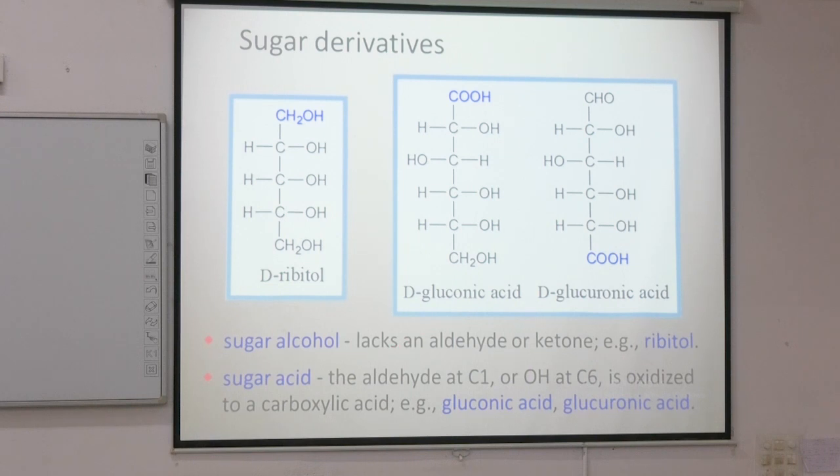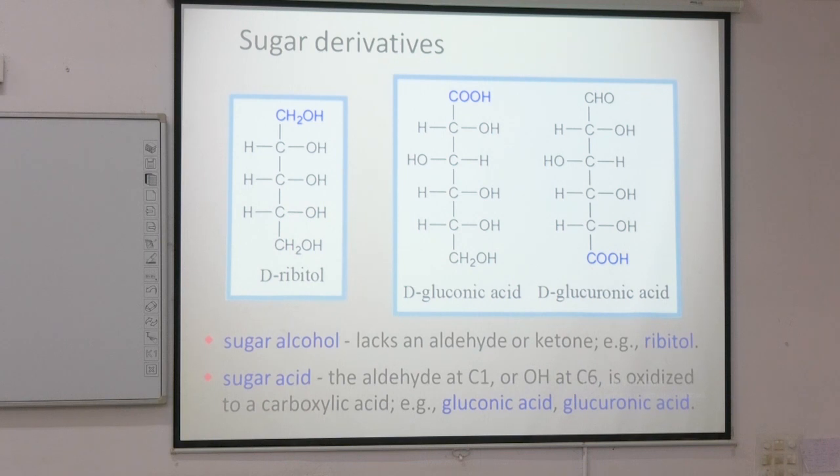Which one is more prone to get oxidized, C1 or C6? Quickly. Which one is more prone to get oxidized, C1 or C6? C1, because it is already carbonyl form. It requires only one step of oxidation. Alcohol requires two steps of oxidation. Alcohol to carbonyl, carbonyl to carboxylation. Right? So C1 will get easily oxidized by mild oxidizing agent.